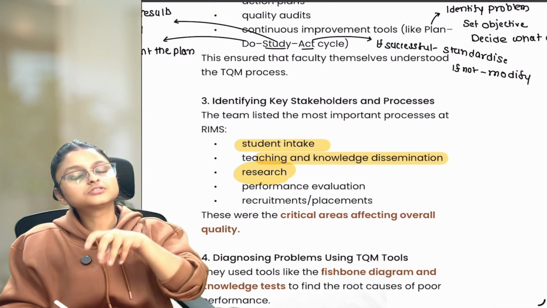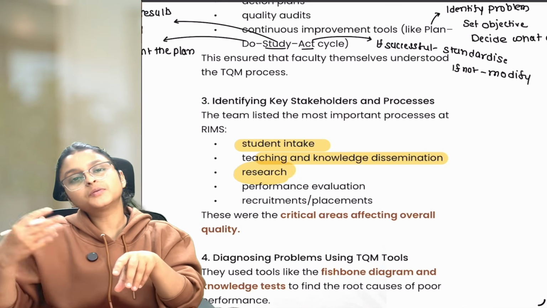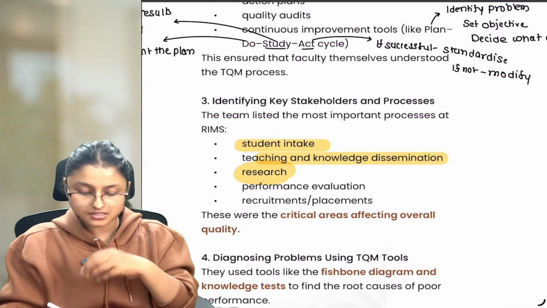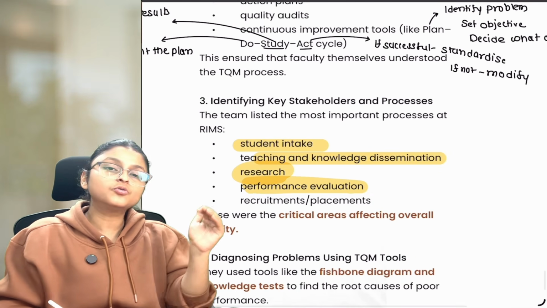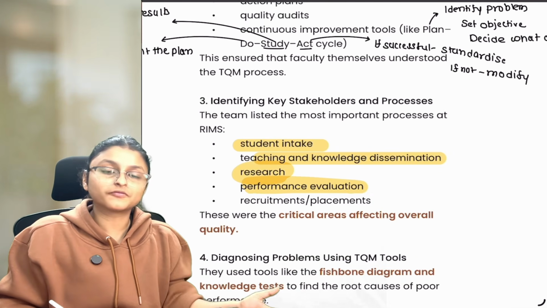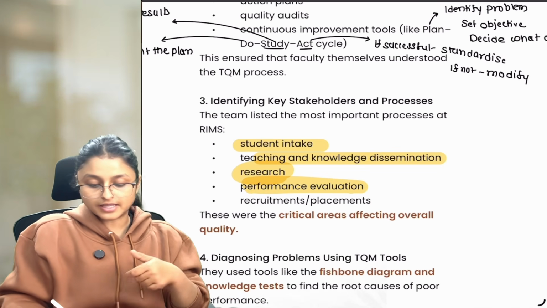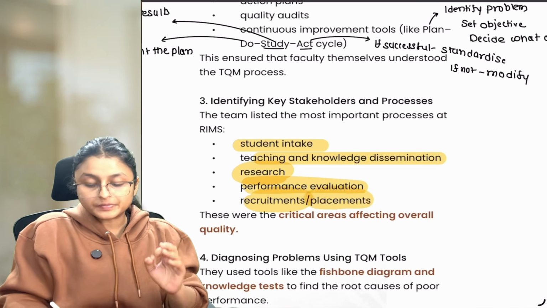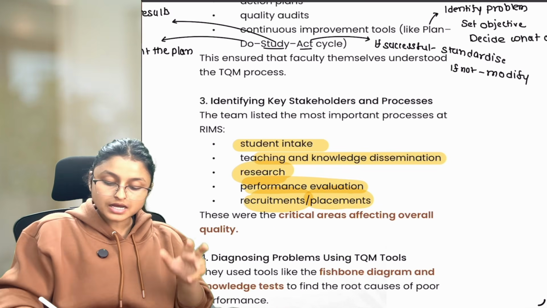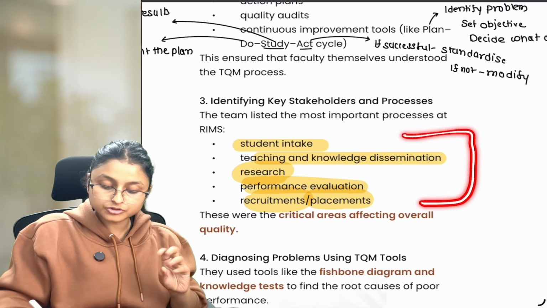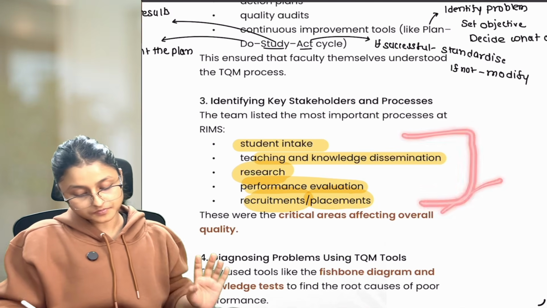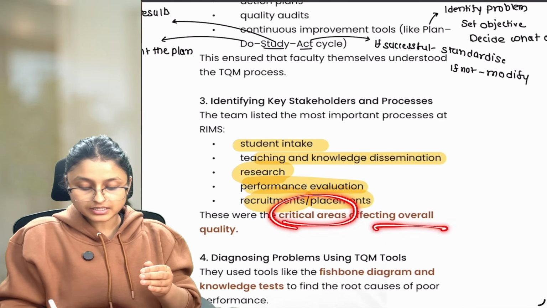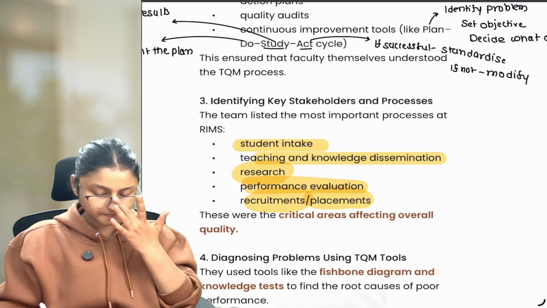Research, some research is also done to improve the processes and the teaching techniques. Performance evaluation, how our students are performing. To evaluate that, performance evaluation is also included. Recruitments and placements of our students. These are the most important processes of the RIMS Institute. These were the critical areas affecting overall quality.